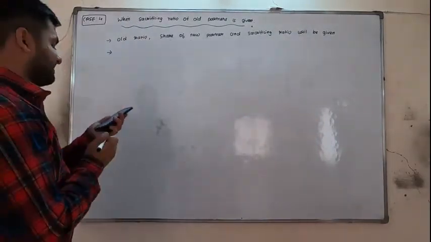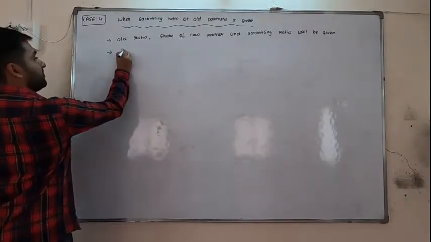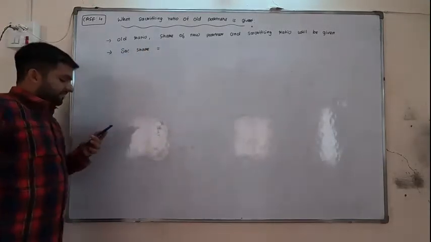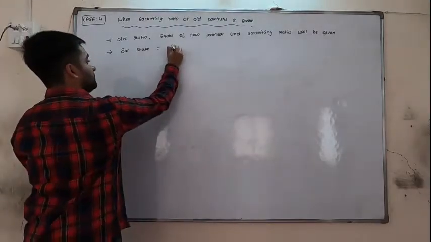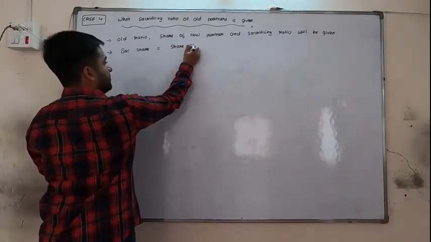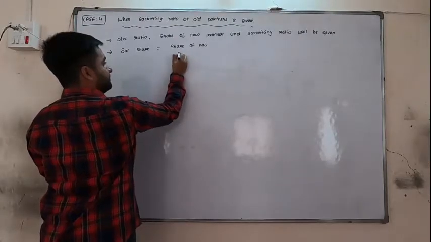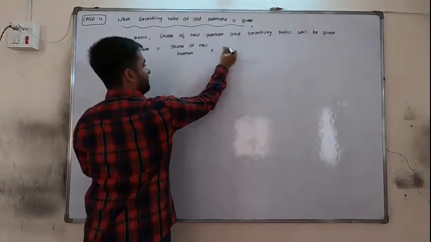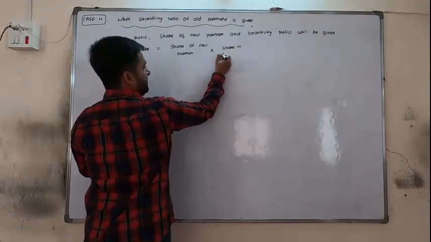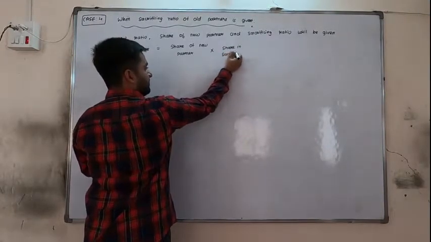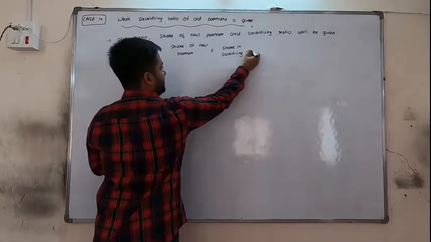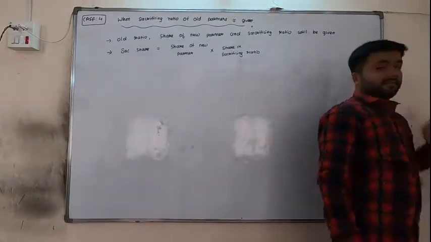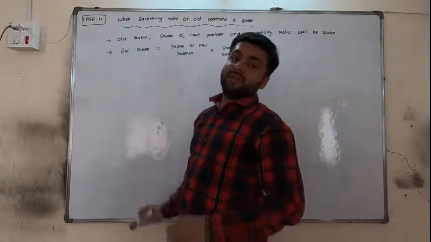So how to start the sum? First we have to obtain sacrifice share from it. So sacrifice share is equals to share of new partner multiply share in sacrificing ratio.